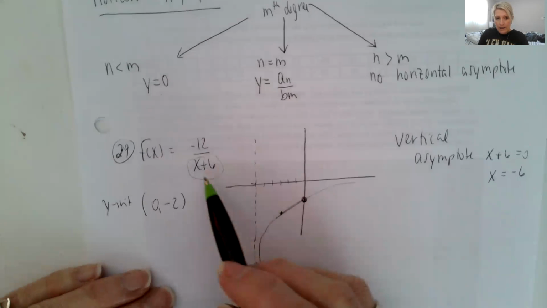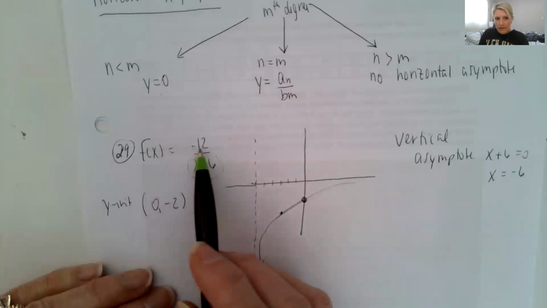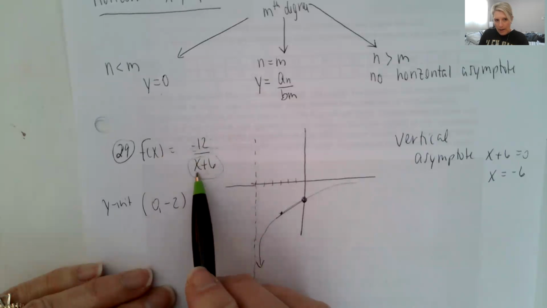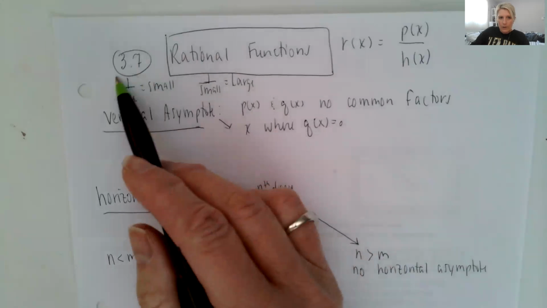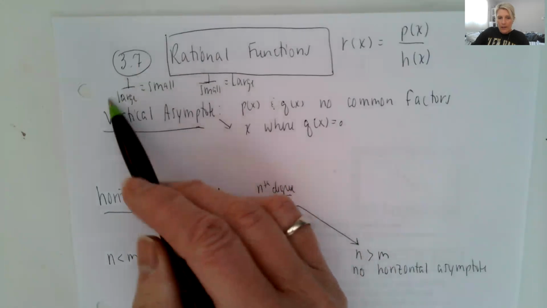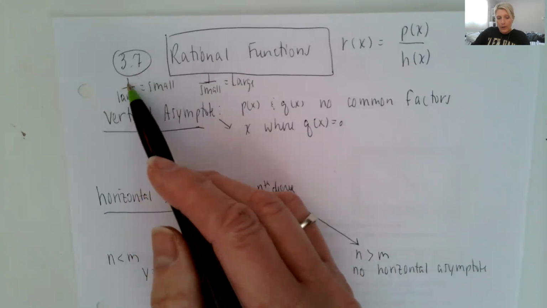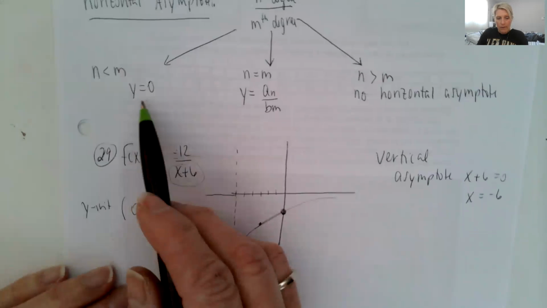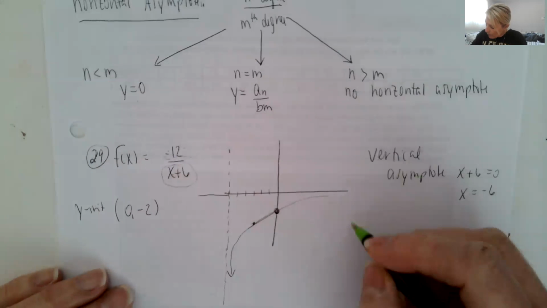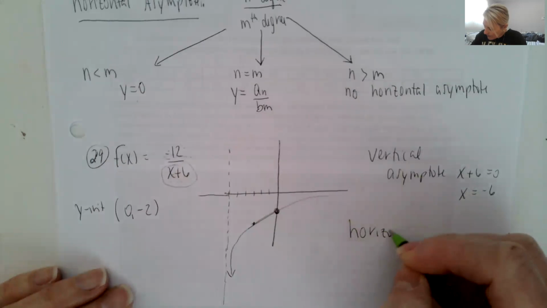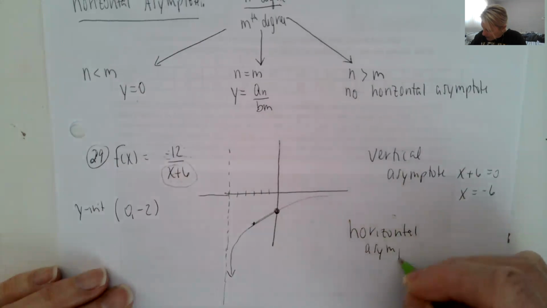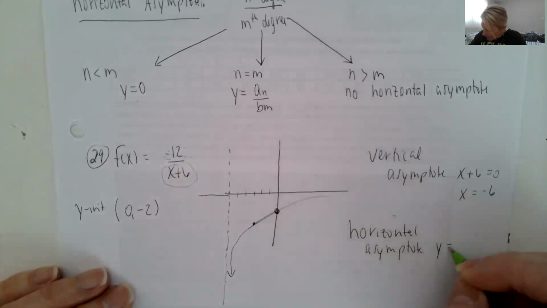Okay, and you can see that's the case for 29, because there's no degree in the top in the numerator and there's a 1 degree in the bottom. So the top is smaller than the bottom, which means we're headed in this situation that we talked about up here. The denominator is going to get really, really large while the numerator stays the same. So our number is going to get really small, which means we're going to have a horizontal asymptote at y equals 0. Horizontal asymptote at y equals 0.